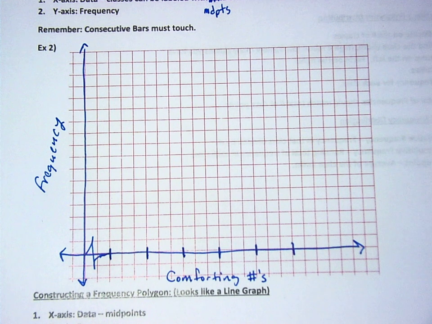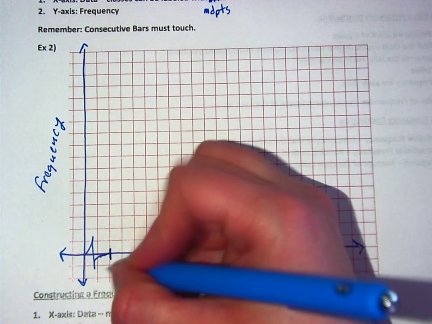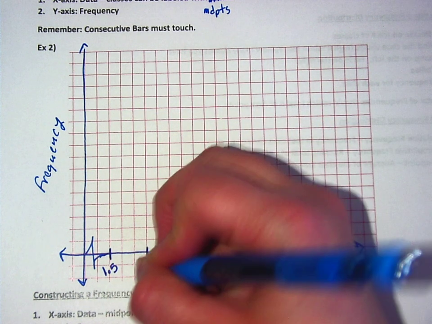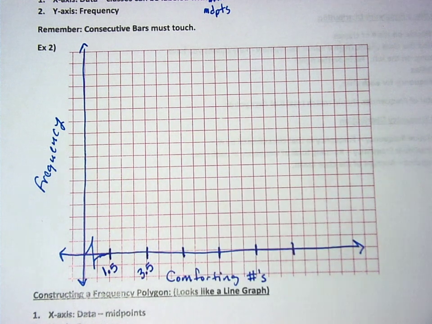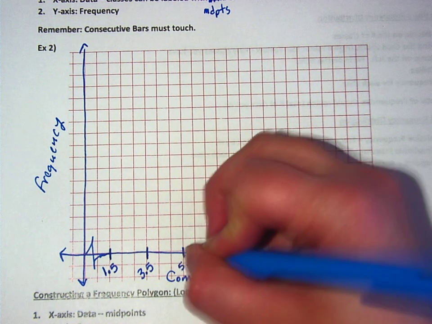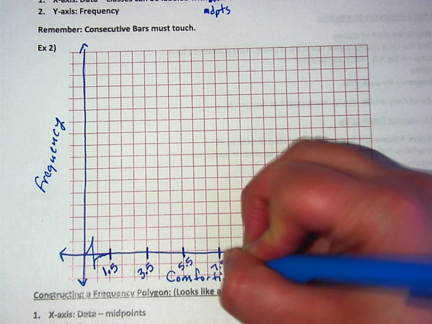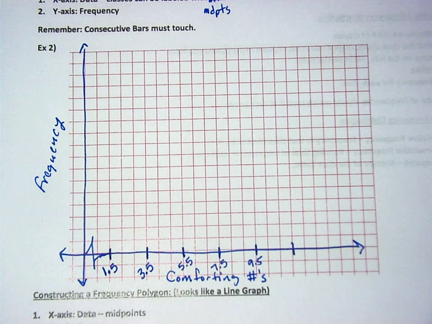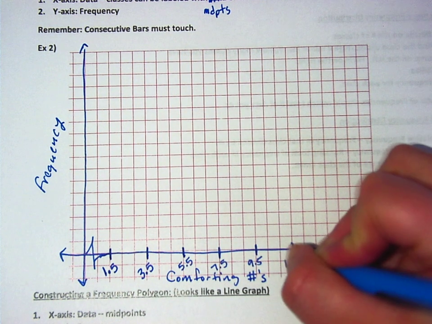Okay, so let's see. My first class is 2 to 3. So instead of writing 2 to 3 under here, I'm going to write 1.5, which is 0.5 below 2, and 3.5, which is halfway between 3 and 4. And then what? 5.5, 7.5, 9.5. Noah, what's the last number? 11.5. It also goes up by 2s.